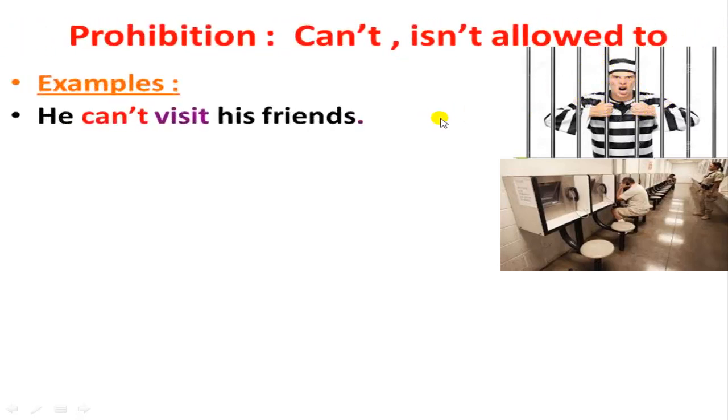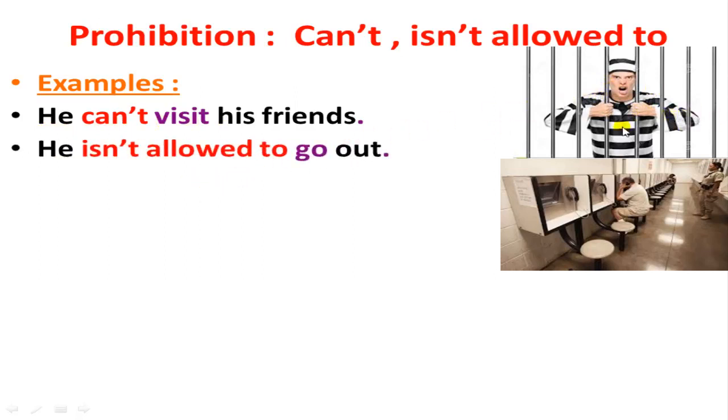Can he visit his friends? No, he can't visit his friends. A prisoner can't visit his friends. Can he go out? No, he's not allowed to go out. Prohibition, can't, isn't allowed to. Prohibited, forbidden. You can't do it.